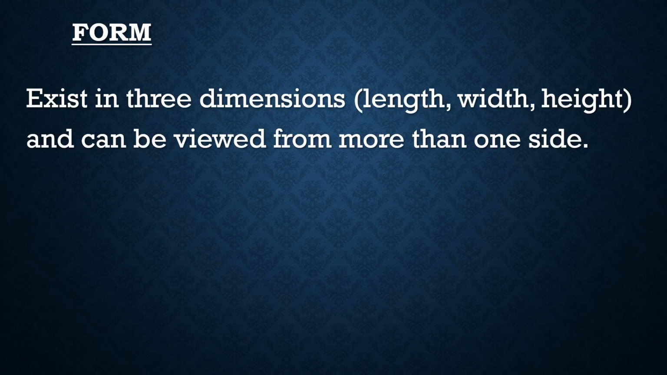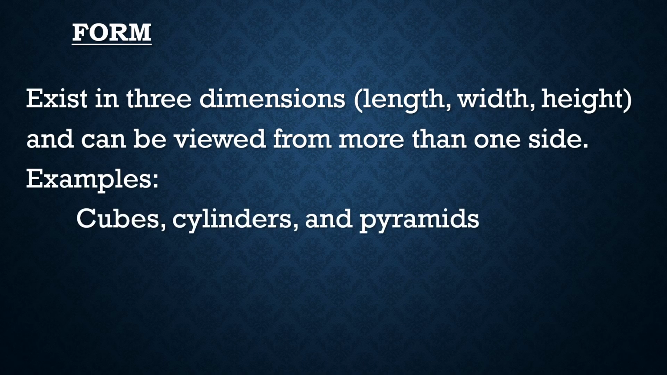Okay, form. So they exist in three dimensions with length, width, and height. It can be viewed from more than one side. So one good example is yung Pyramid of Giza, yun sa Egypt, yung malaking pyramid. It has length, it has width, it has its height. Okay, so what are the examples ng form? So we have cubes, cylinders, and of course, yung sinabi ko kanina, pyramids. Yan. These are example ng form. So, may length, width, and height.